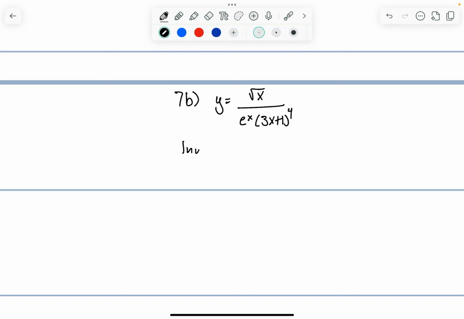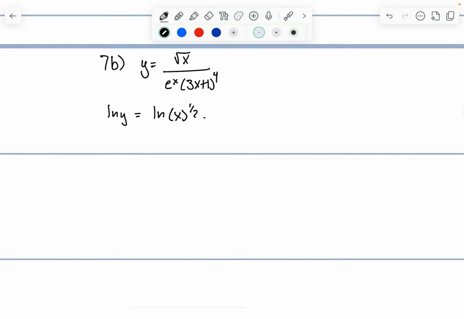So it's going to be ln y equals ln of x to the power of 1/2. I did that because we know that the square root of x is the same thing as x to the power of 1/2. And then we're going to do minus ln e to the x minus ln (3x plus 1) to the power of 4.